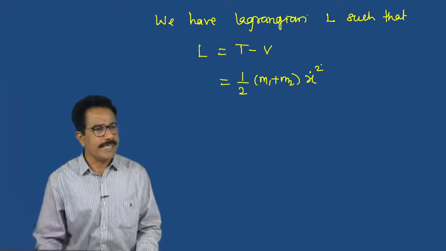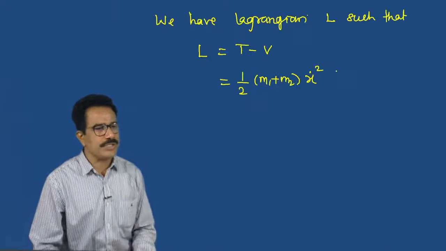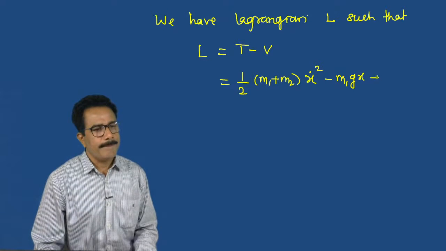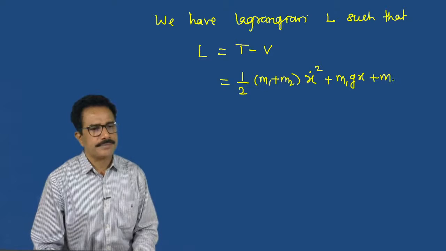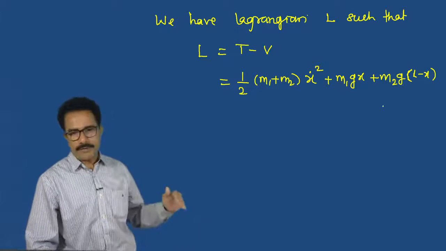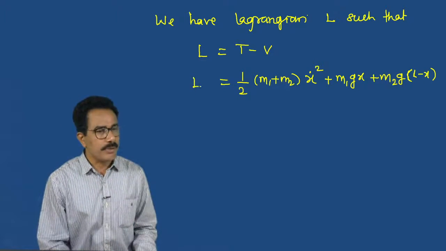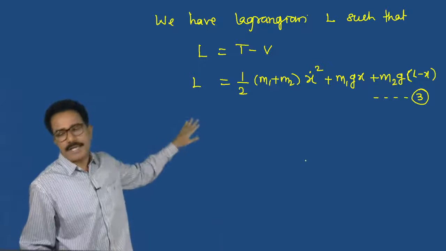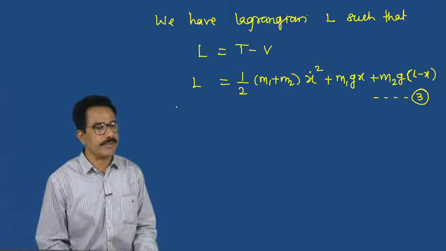ओके, सो कायनेटिक एनर्जी इज 1 by 2 M1 plus M2 x डॉट स्क्वेअर, मायनस V, म्हणजेच मायनस M1 gx, मायनस मायनस प्लस होईल पहा, M2 g into L minus x. दिस इज द कन्सेप्ट ऑफ ॲटवूड मशीन. अशा पद्धतीनं लॅग्रांजियन आपण इक्वेशन लिहिलेलं आहे. चला बरं, आता स्टुडंट मला सांगा, तुम्हाला माहीत आहे हे. सपोज दिस इज इक्वेशन नंबर 3. सर्वांनी मला सांगणं गरजेचं आहे, हाऊ मेनी जनरलाइज्ड कोऑर्डिनेट्स आर देअर इन दिस इक्वेशन. चला फास्ट सांगा, हाऊ मेनी जनरलाइज्ड कोऑर्डिनेट्स आर देअर इन दिस इक्वेशन.